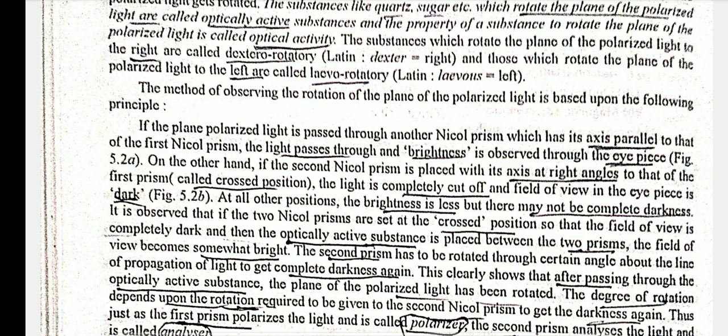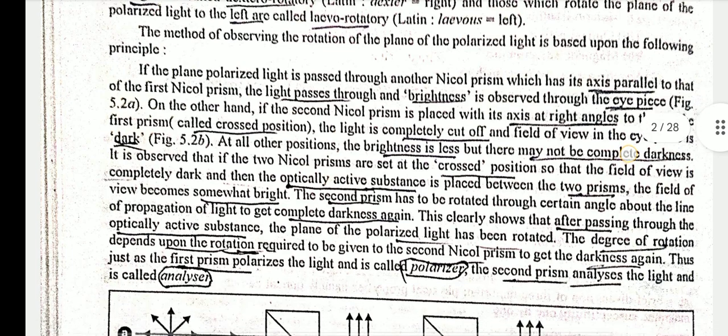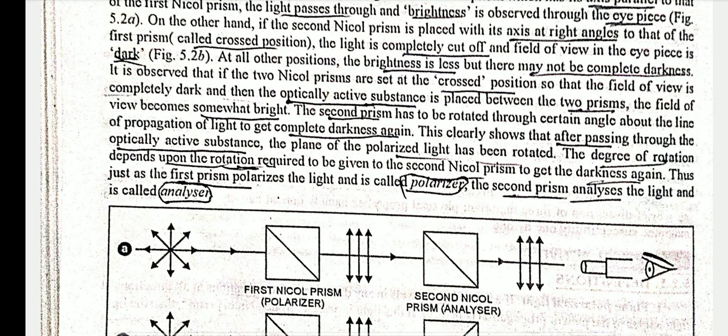It is observed that if the two Nicol prisms are set at the crossed position so that the field of view is completely dark, and then the optically active substance is placed between the two prisms, the field of view becomes somewhat bright. The second prism has to be rotated through a certain angle about the line of propagation of light to get complete darkness again. This clearly shows that after passing through the optically active substance, the plane of the polarized light has been rotated. The degree of rotation depends upon the rotation required to be given to the second Nicol prism to get the darkness again. Thus, just as the first prism polarizes the light and is called the polarizer, the second prism analyzes the light and is called the analyzer.